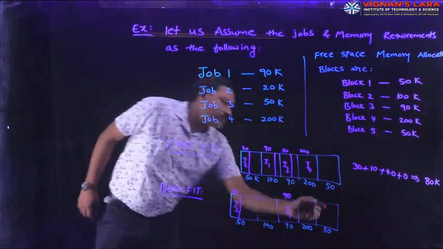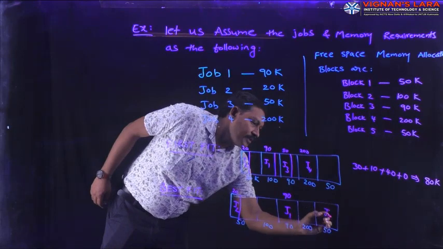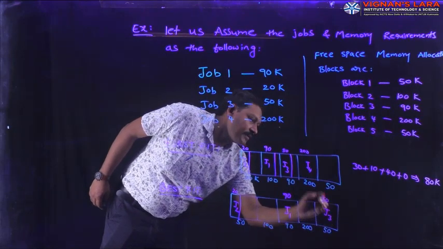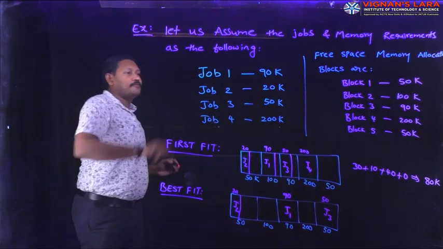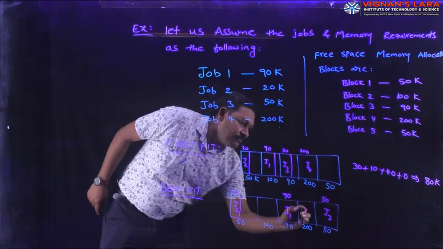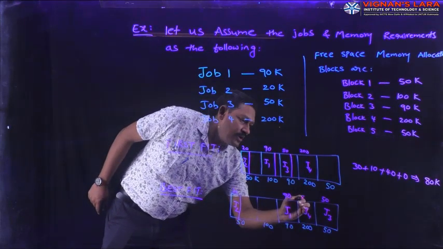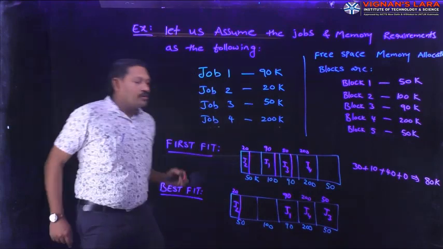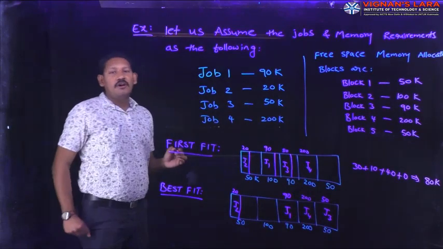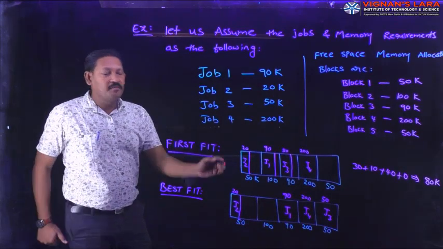Job 3, 50. 50 is closer to here. Job 3, 50. Whereas job 4, 200. We have job 4, 200. So if you calculate the amount of memory wasted using best fit.